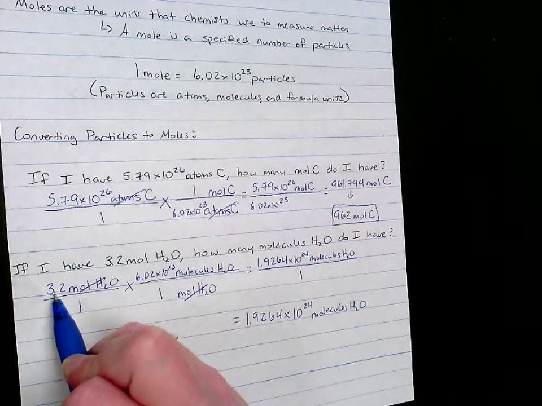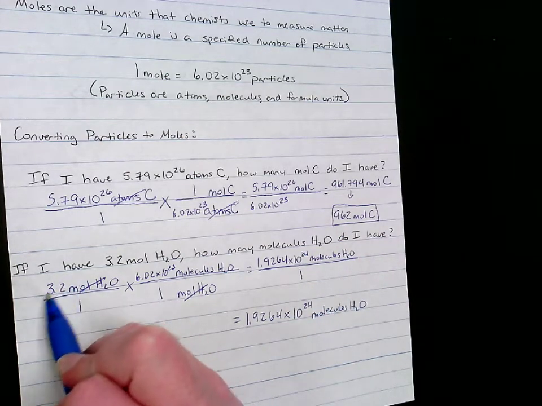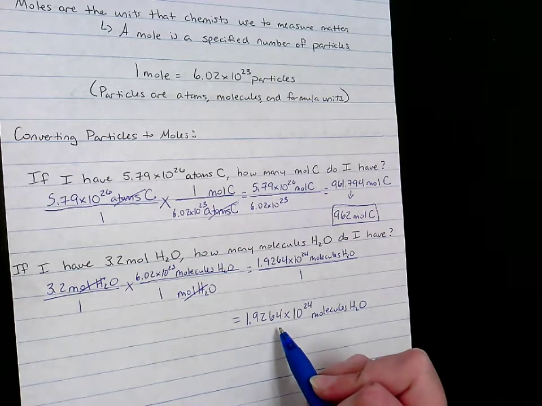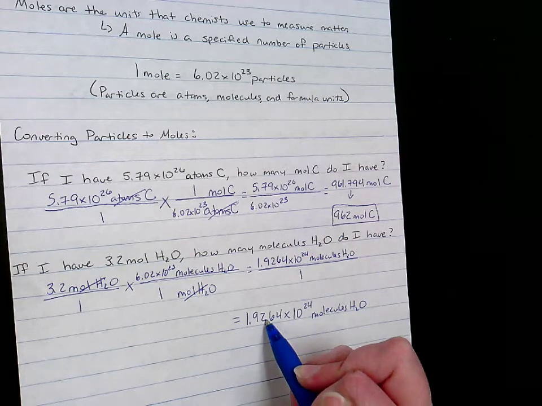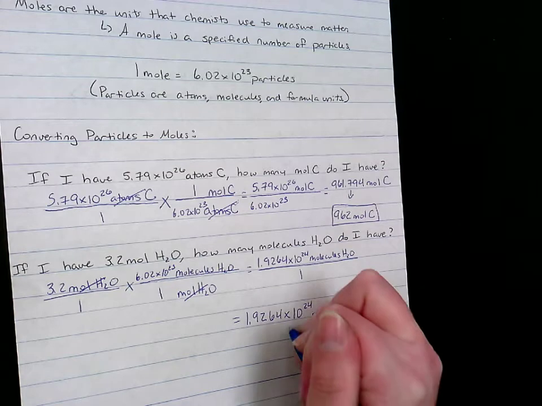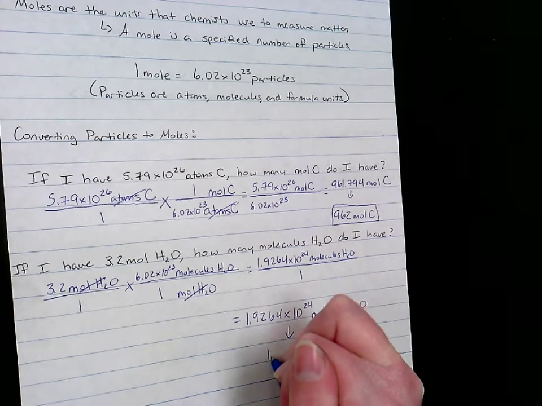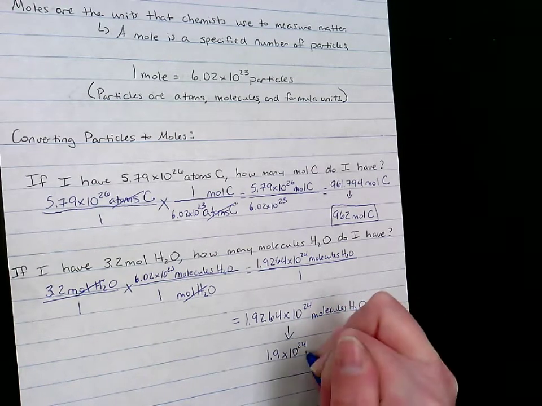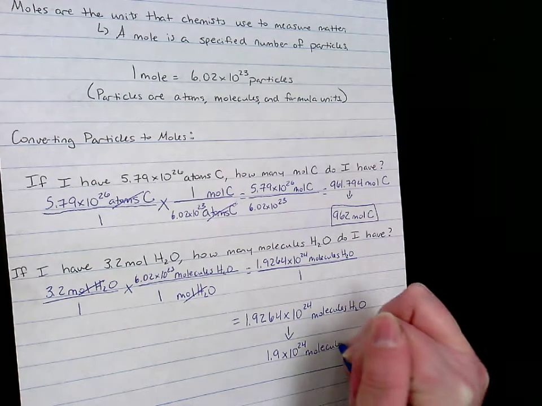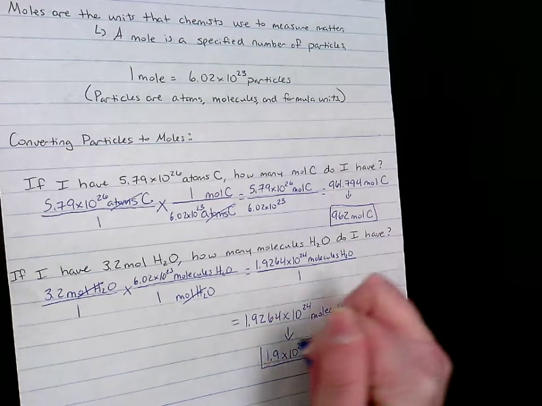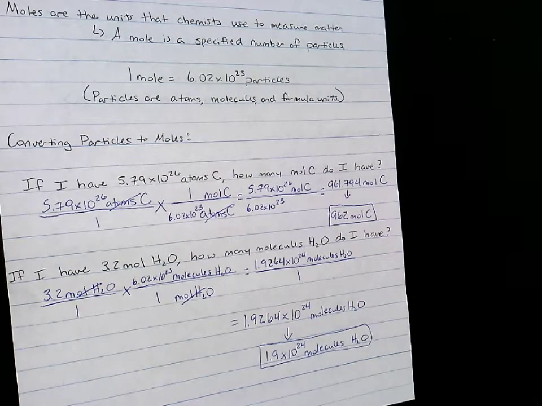So I look back at my given, 3.2, and I see that 3.2 is 2 sig figs, so I want to round my mathematical answer to 2 sig figs. So this 2 tells me that my 9 should stay the same, so my final answer should be 1.9 times 10 to the 24th molecules of H2O. And that would be my final answer.